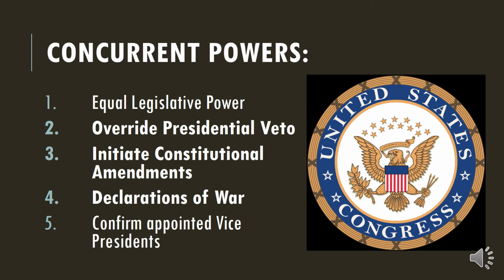Overriding a presidential veto also requires a supermajority of 2/3 in both the House and the Senate, as does initiating constitutional amendments, which requires a 2/3 majority from both the House and the Senate before going to the individual states. The House and the Senate can together declare war, and they confirm the appointed vice presidents.